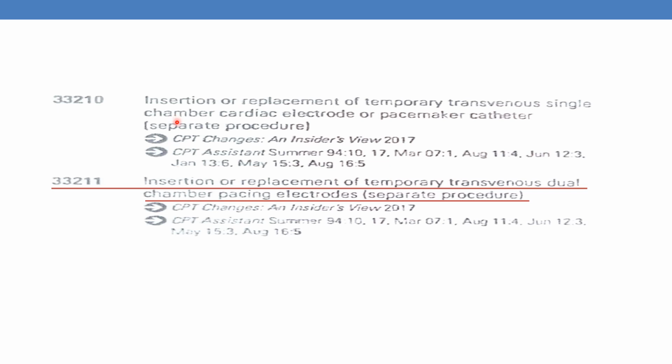That is, lead is either placed in atrium or ventricle. But in our question, one lead is placed in the atrium and one in the ventricle. So you need to quote dual chamber. The next CPT is 33211. It indicates insertion or replacement of temporary transvenous dual chamber pacing electrodes. So the correct option is 33211.